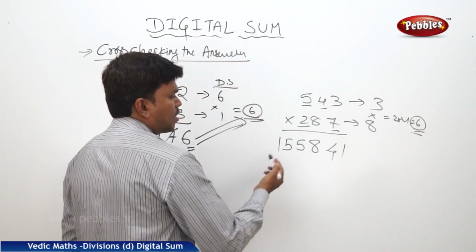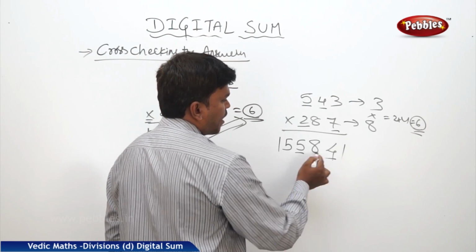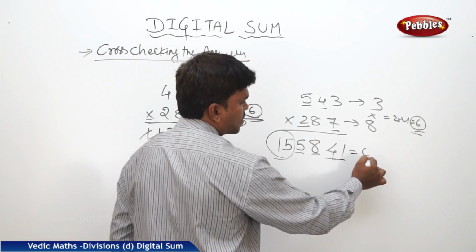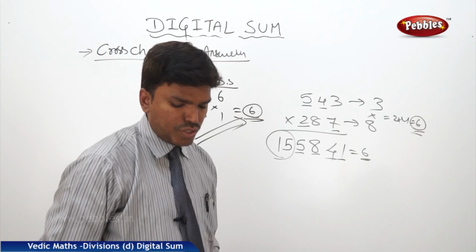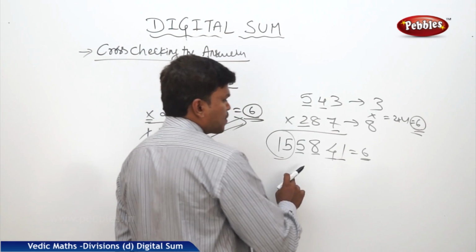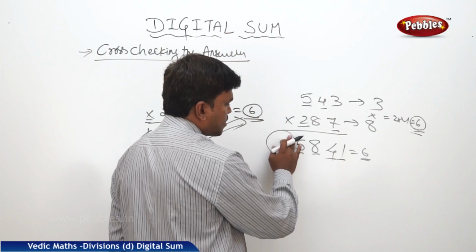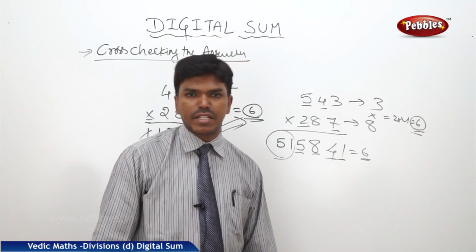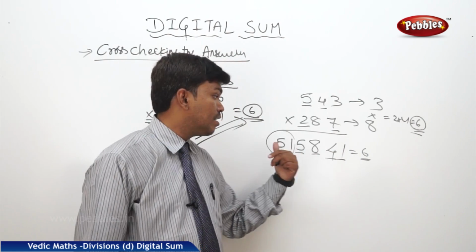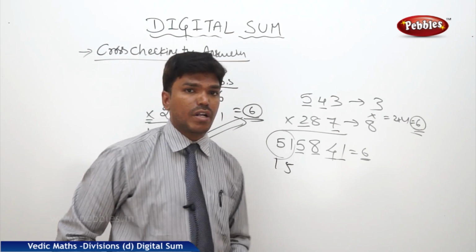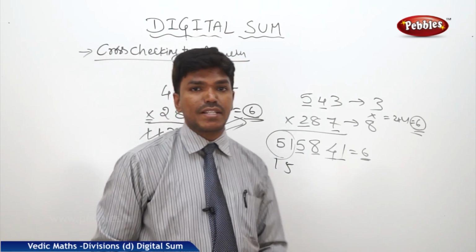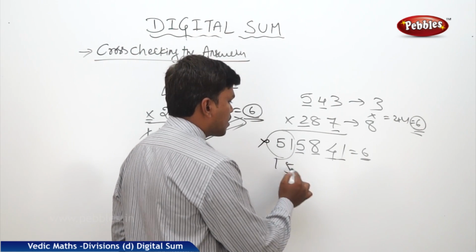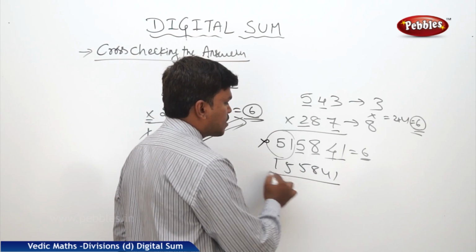Let us see the answer. 5 and 4 you can ignore. 8 and 1 also you can ignore. Why? Because they are adding up to 9s. Now remaining is 15. 1 plus 5 is 6. Yes, it is matching. But tell me one example. Suppose I put 5 and 1 here, even then I am getting the same digital sum. Yes or no? Yes, 5 plus 1 is 6. But before it was 15, now it is 51. Even though the digital sum is matching, is it the right answer? No, it is a wrong answer. What is the right answer? 155841. This is the right answer.